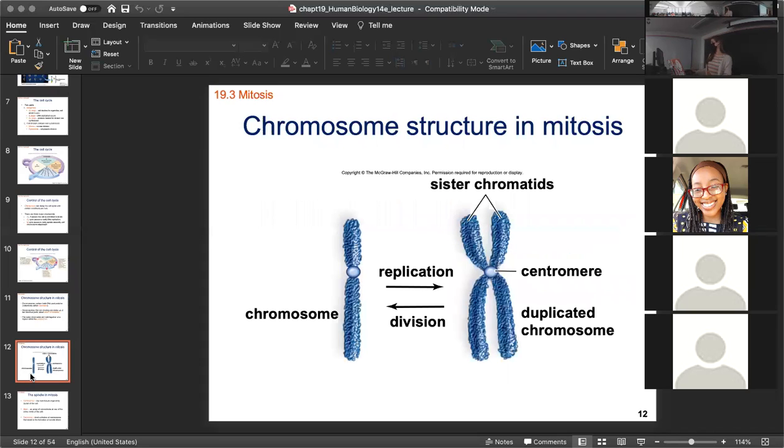Here's another picture of that, where you can see the chromosome, and through replication, we get sister chromatids, and through division, we just get a single chromosome. So that's how you work back and forth in this picture: here's a chromosome, and when we replicate, it looks like this, and it has a centromere, and it has a sister chromatid, and it's a duplicated chromosome, but when I want to divide that, we go back to a chromosome.